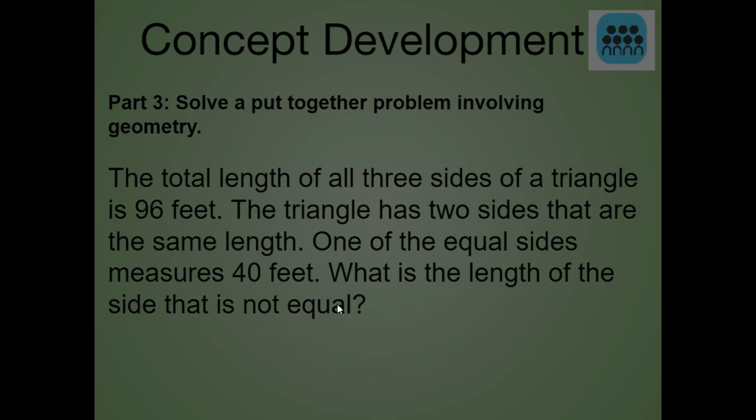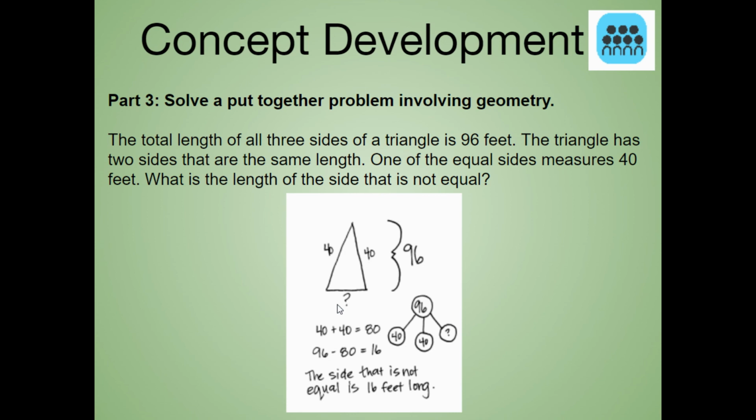All right. So I hope you put 40 and 40 for the two equal sides, but the total amount is 96. So you had to find the missing side. So 40 plus 40 is 80. Then you have to subtract the 80 from 96. That means that the side that is not equal is 16 feet long.